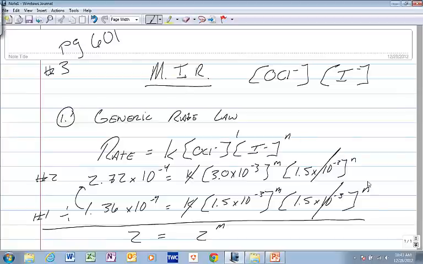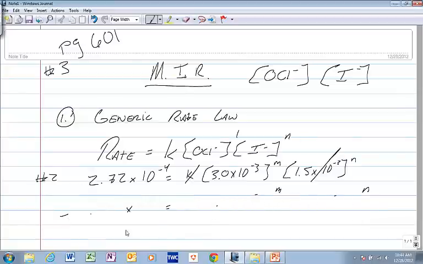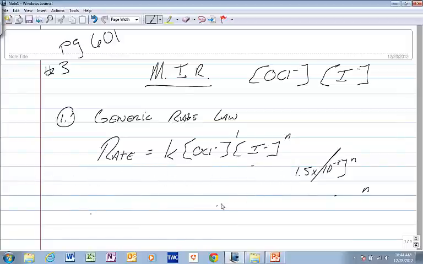So I'm going to erase all of this, and we're going to find two sets of trials where this time the concentration of the hypochlorite ion stays constant, but we change the concentration of the iodide ion. If we look, that happens in trial 1 and trial 3. Again, trial 3 has the larger rate, so I'm going to put trial 3 on top because we do want whole numbers.